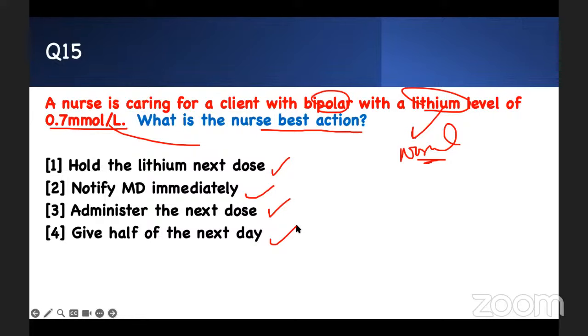What do you guys think? You know the normal level, so I don't have to. It's like 0.5 to 1.2, 1.3. So the nurse should administer the medication. Should not worry. This is normal. Keep on going. We want to get a lithium level a little bit higher. Okay, so don't hold it. Administer it.